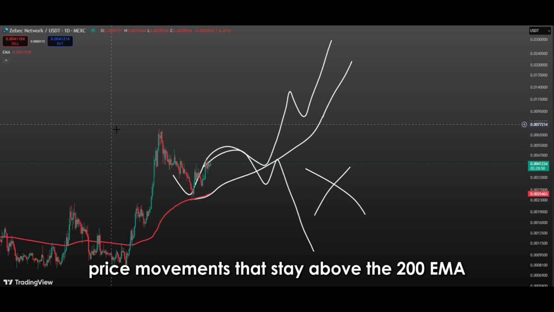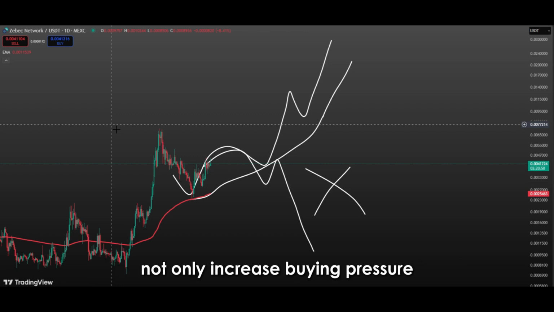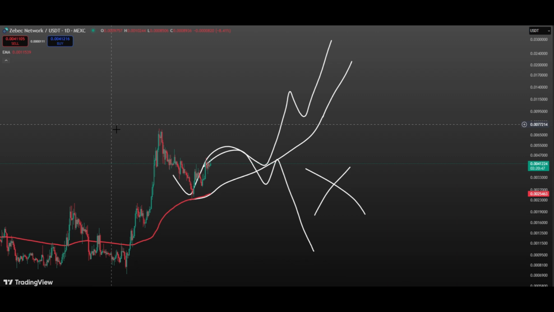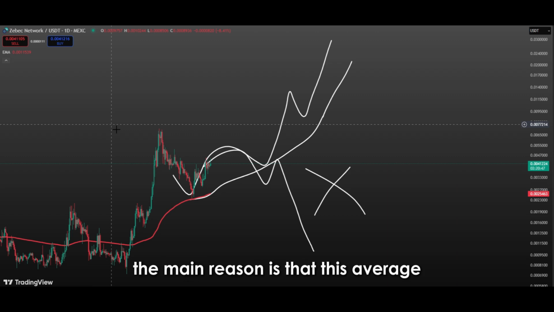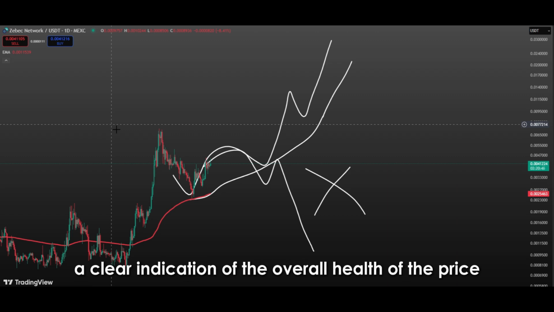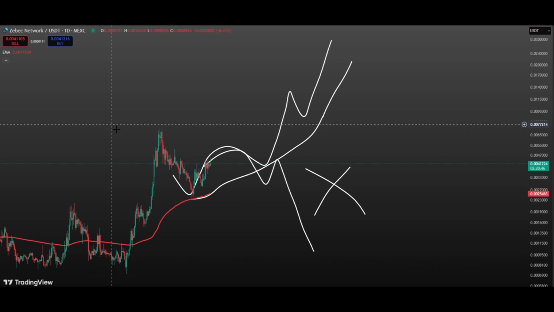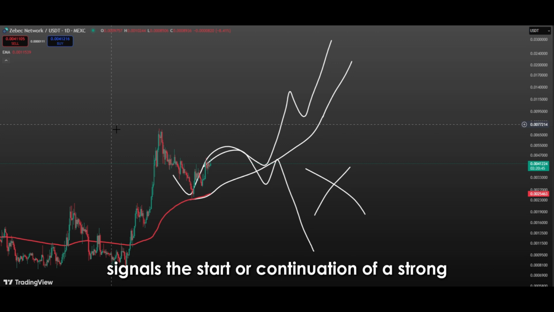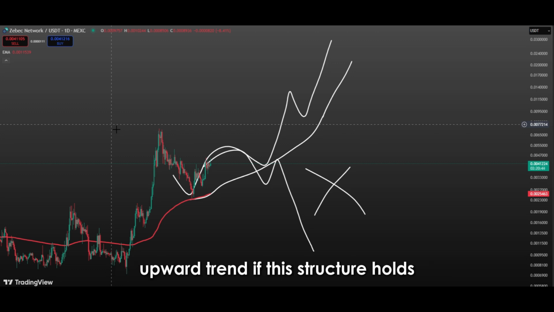Price movements that stay above the 200 EMA not only increase buying pressure, but also trigger long-term algorithms to generate bullish signals. Large investors and funds especially prefer to open positions in assets trading above the 200-day average. The main reason is that this average provides a clear indication of the overall health of the price. Trading below this average is seen as a sign of weakness, while staying above it signals the start or continuation of a strong upward trend.